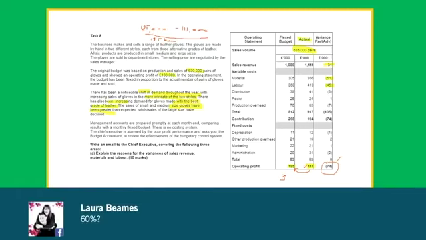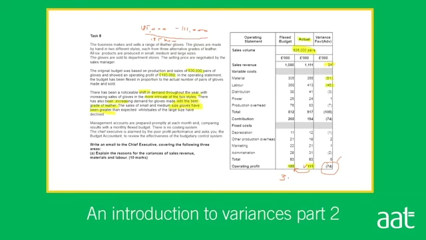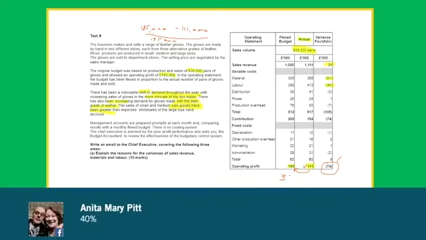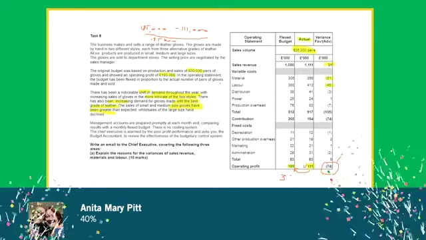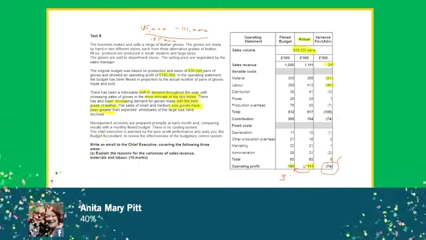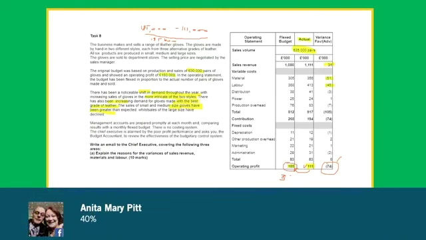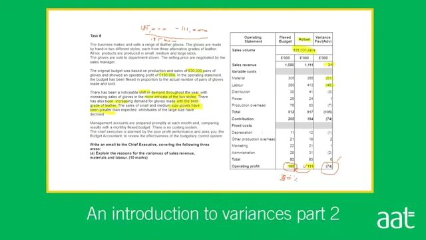So Laura has asked 60%. Try again, Laura. Any other answers, James? Yes, we also have Anita who's gone 40%. Yeah, very good. There's a 40% difference between what we budgeted here, flexed budget. Very good. So it's 40% here, and there's a 39% difference between what the business owner expected and what the business owner eventually got.